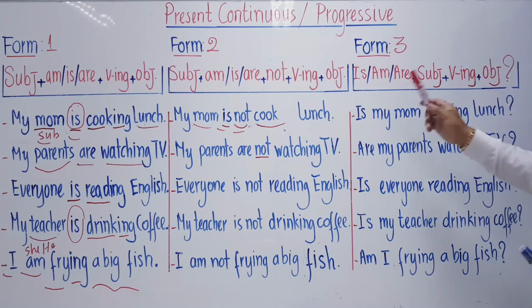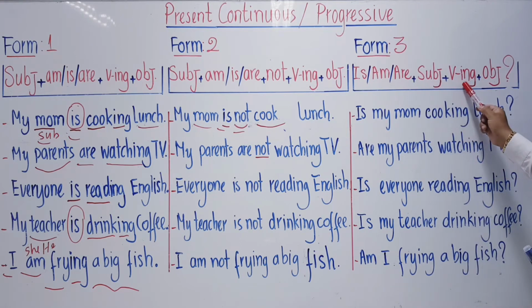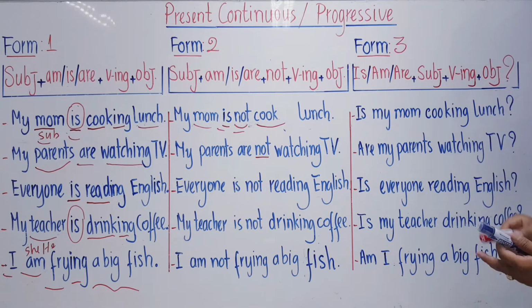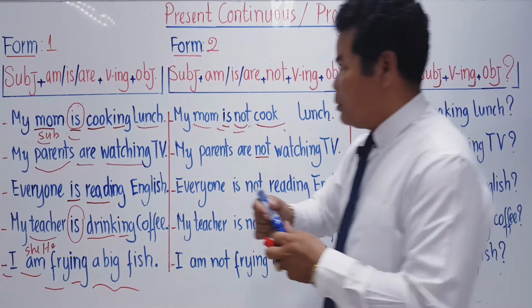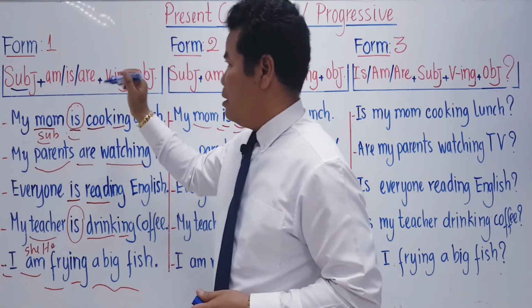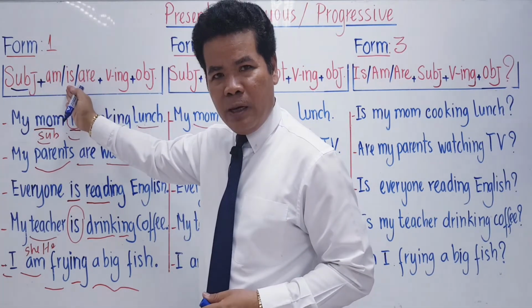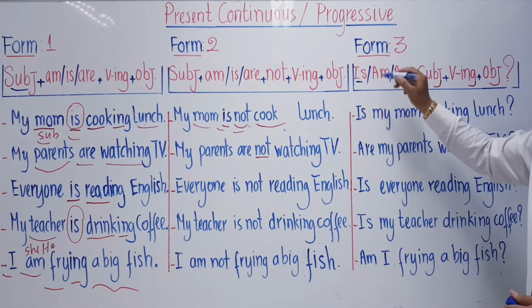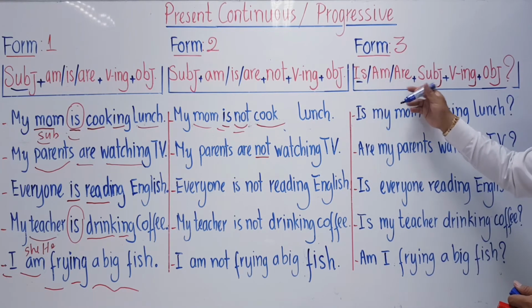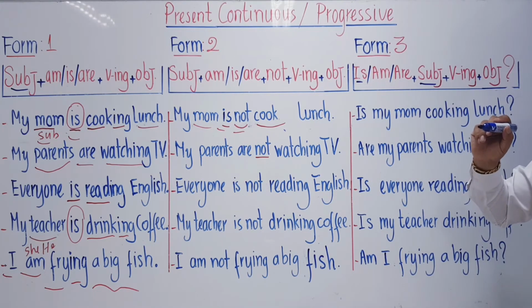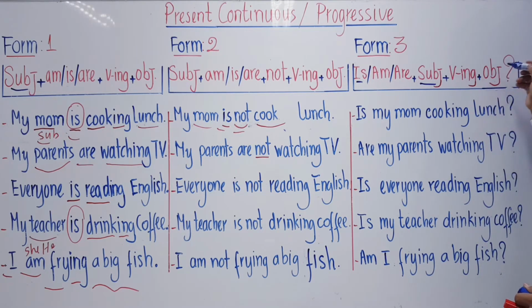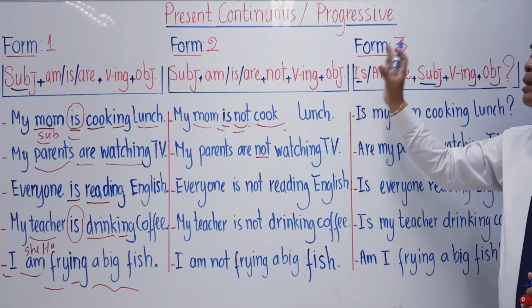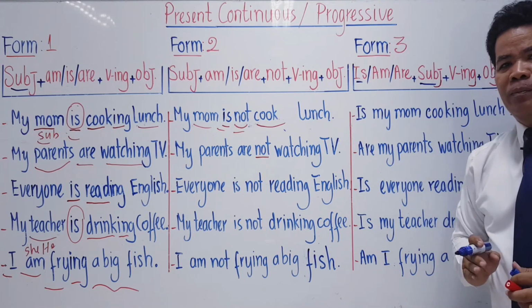Form number 3 is: is, am, are, plus subject, plus verb ing, plus object, and don't forget the question mark. Inside the positive form, the subject is in the front: subject and then part of verb to be. But in the question, we move the part of verb to be to the front: is, am or are, and then subject. Then verb plus ing and then object. So this is form number 3, the question form. Okay?